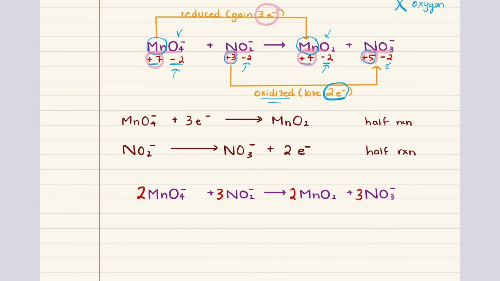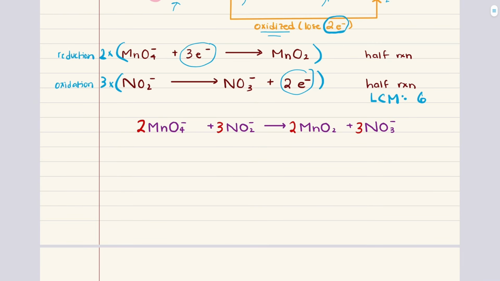Now that we know which species are changing oxidation numbers, we can balance the electron flow first before we worry about oxygen or hydrogen balancing. To make the number of electrons equal, we use the least common multiple of 3 and 2, which is 6. That means we multiply the reduction step by 2, and we multiply the oxidation step by 3. Translating that back into the molecular equation gives us 2 permanganate ions and 3 nitrite ions, forming 2 manganese dioxide and 3 nitrate ions.